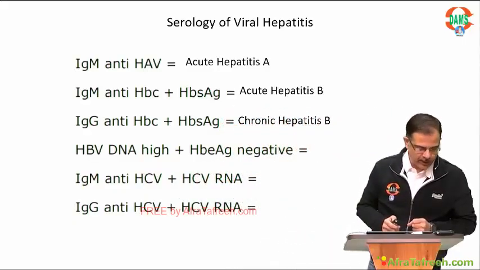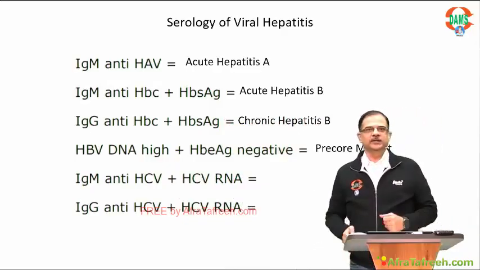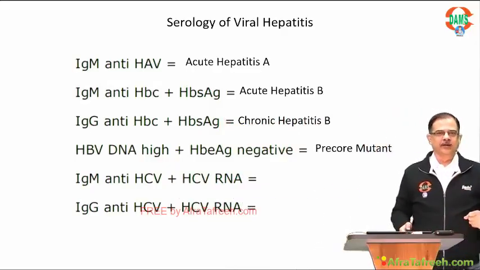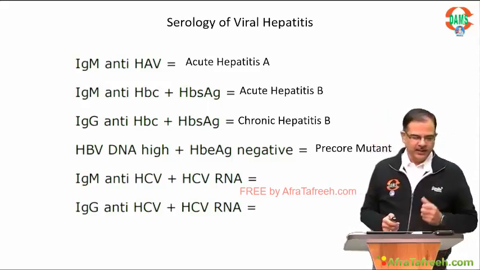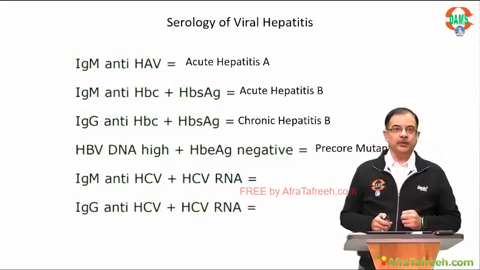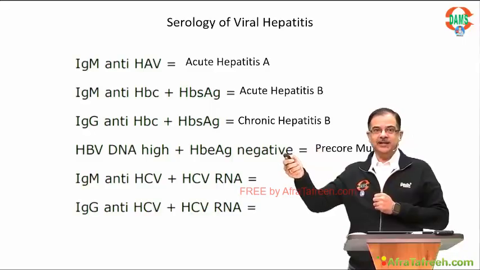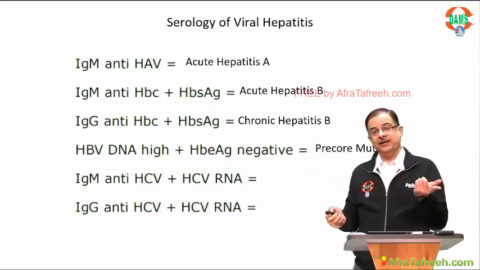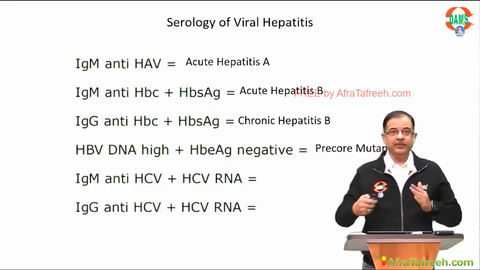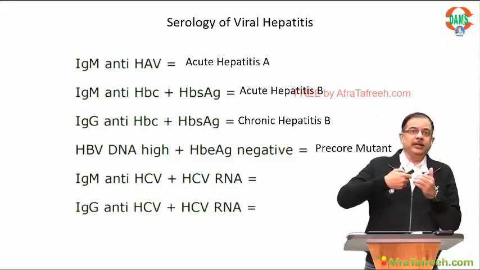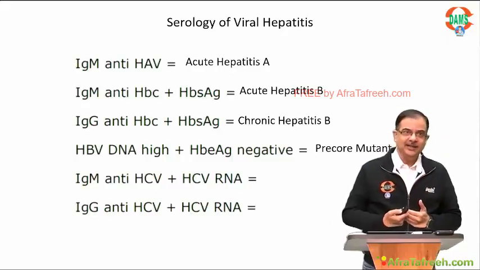Okay, all right, great. So this is a case of a pre-core mutant. Yes, most of you are correct. This is a case of a pre-core mutant. Whenever E antigen is negative but DNA levels are high, it is a pre-core mutant. Pre-core mutant means they are not able to make E antigen.